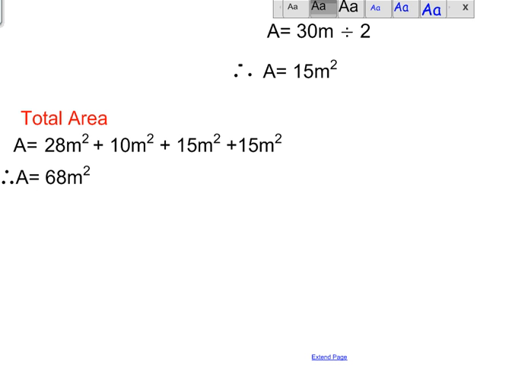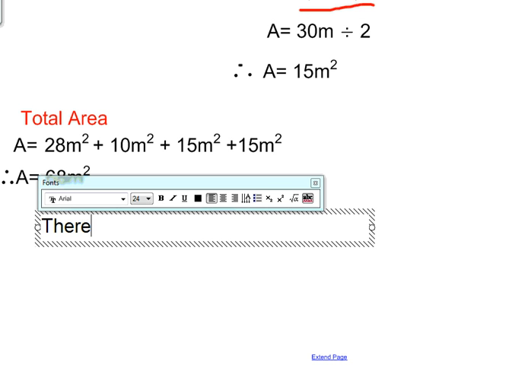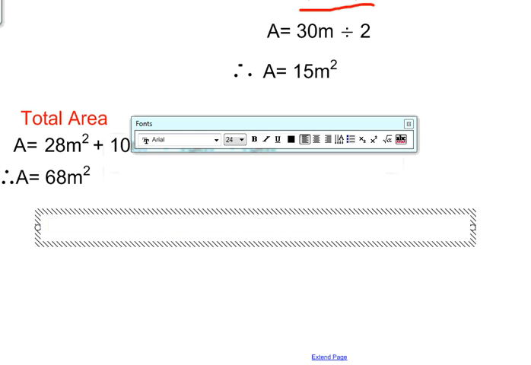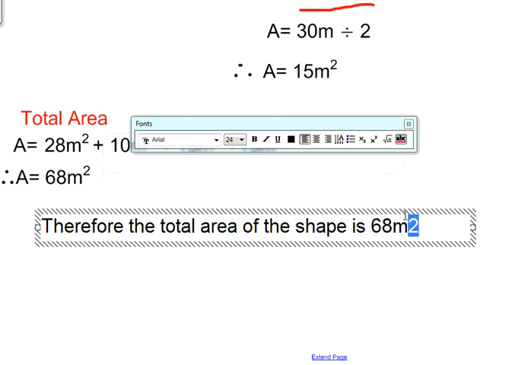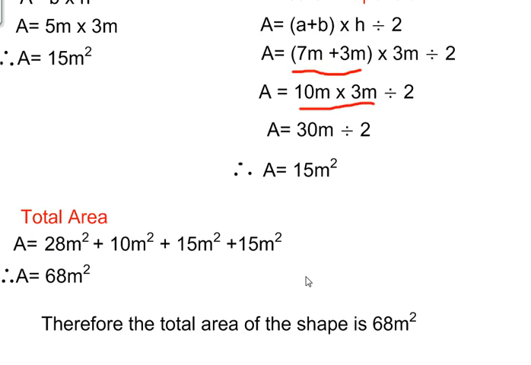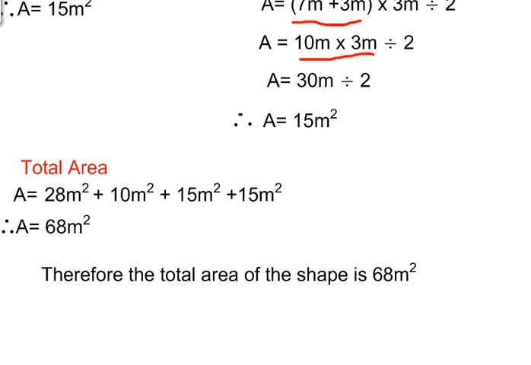Now you can put a statement here. It's good to put a statement, especially for something this big. Therefore, the total area of the shape is, and what do we say? Shape is 68 meters squared. And that is how you figure out the area of a regular shape. Now, all these will be the same, but you do see that you have to break it down into different shapes, figure out the different areas, and then add them together. And that is how you figure out the area of an irregular shape.